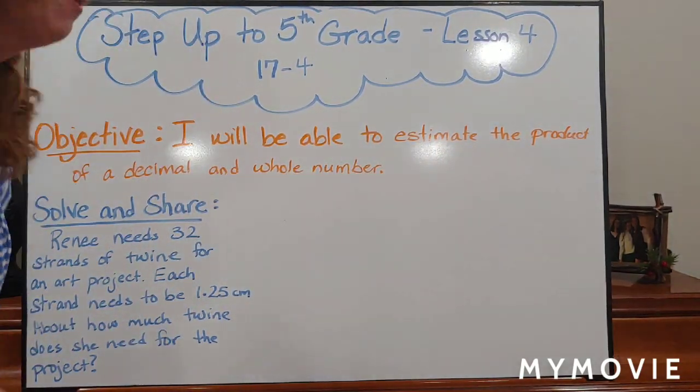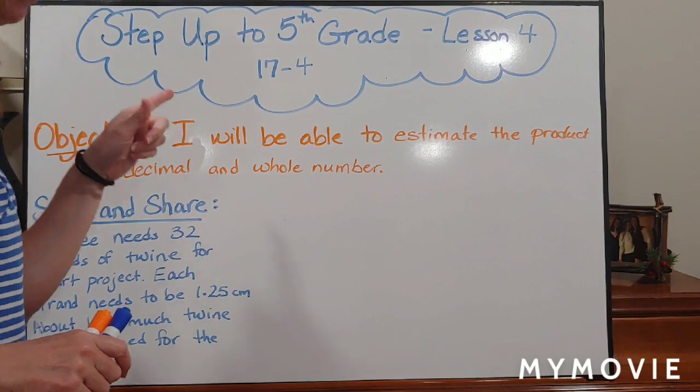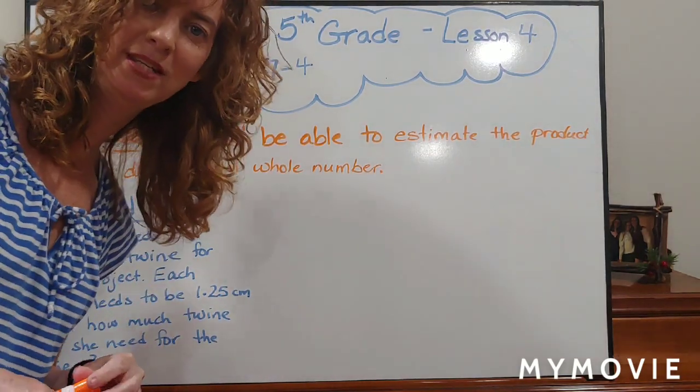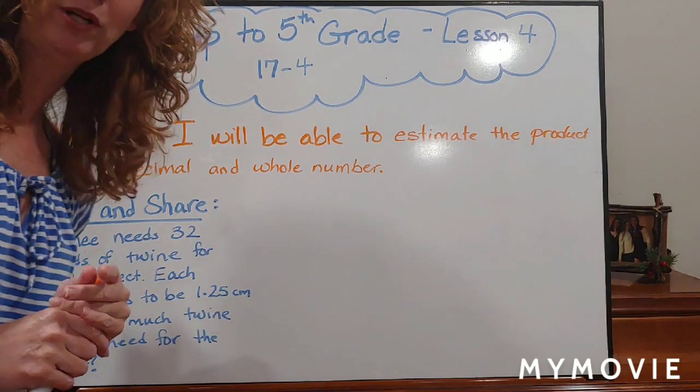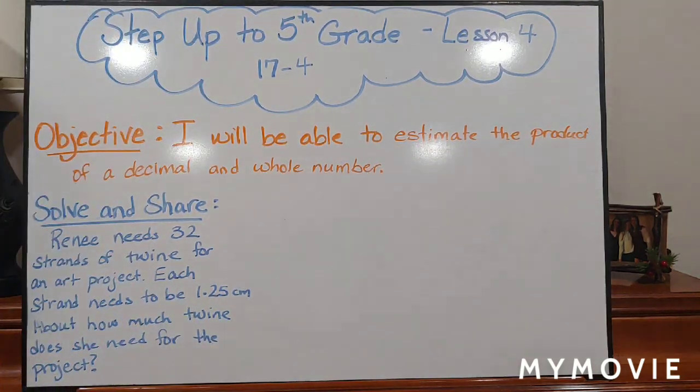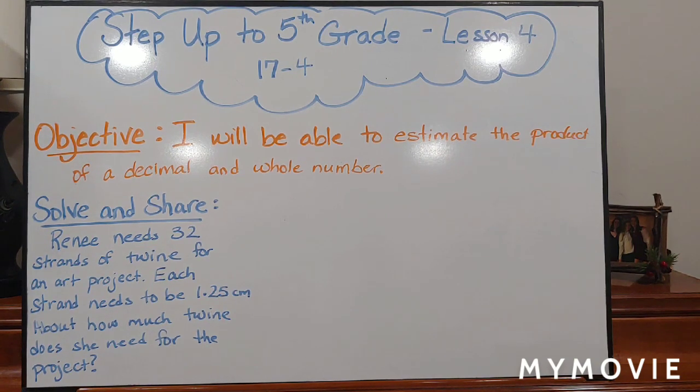Everyone. Today we're going to be doing Step Up to 5th Grade Lesson 4, which is 17-4, estimating the product of a decimal and a whole number. So I'm going to get out of the way. All right, so let's look at our objective. First we need to figure out and unpack some of these harder words. I'll be able to estimate, which means, like rounding, the product.